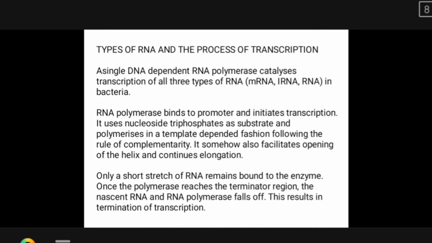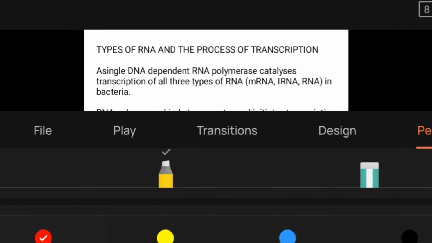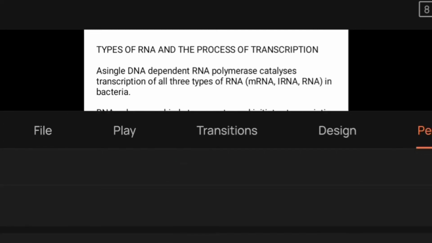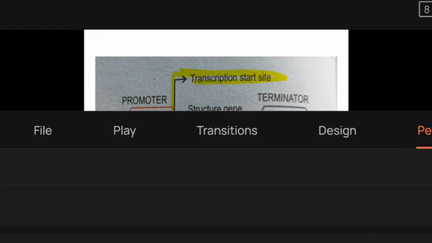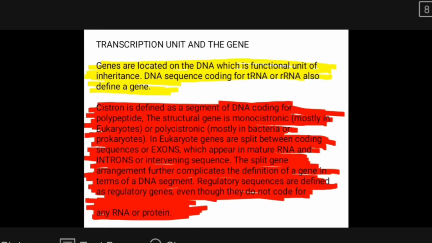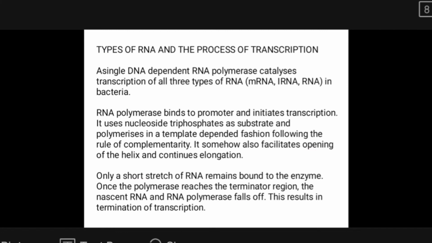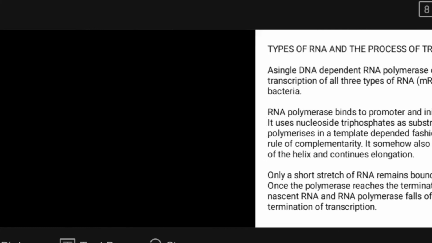Types of RNA and the process of transcription. So now, in this part, types of RNA and the process of transcription. A single DNA dependent RNA polymerase catalyzes transcription of all three.